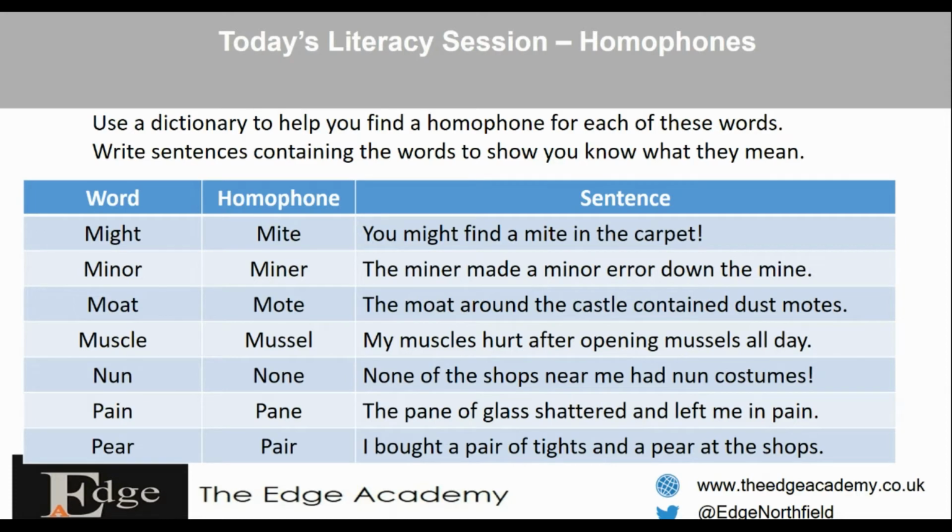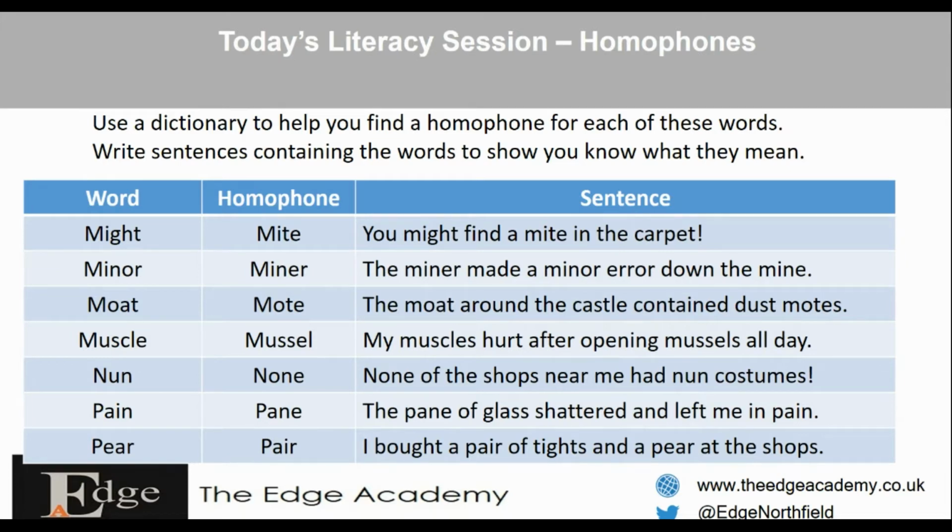Okay, muscle, the first one. Now I always say muscle, muscle and scissors when I go to spell them, because I find that helps me not to forget the C that is in the word. So my muscles hurt after opening mussels all day. So mussels are a type of crustacean. It's like a seafood that you can eat, and they're often in a shell.